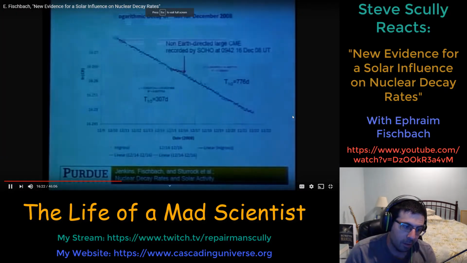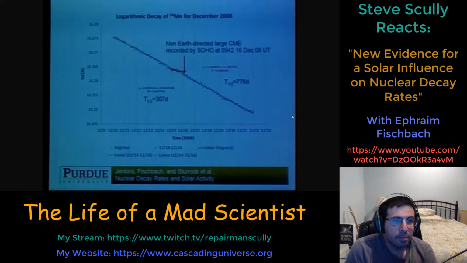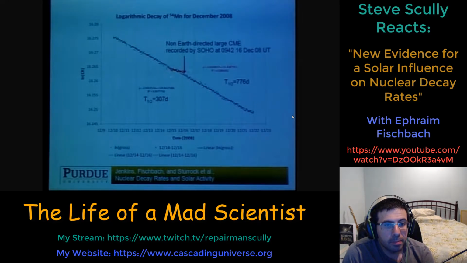That's exactly right. Now, here's another picture of the same data. Notice again that the line, this sort of horizontal feature where the data leave the trend line, but again, something is coincident with the flare. And notice again how much the half-life changes during this period. These are not small effects.